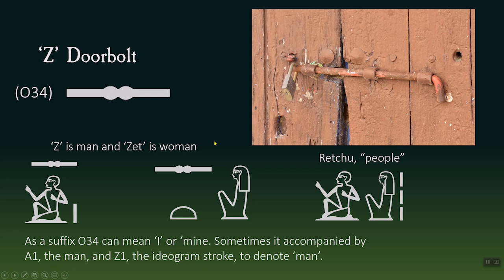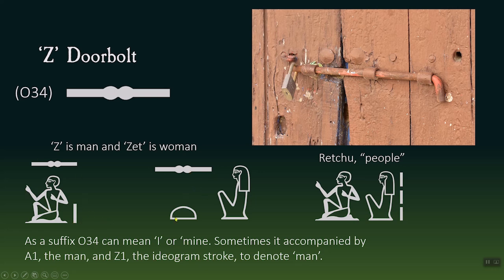Then we have Z. Sometimes you'll see this even rendered as more of an S sound, but it's a door bolt, and it has a sexual connotation. It's this phallic symbol, O34 in our JSesh software. So standing alone, it can really mean man. So for instance, in this case, you can see there's the hieroglyph for a man here. This is an ideogram determined by our stroke. You can see the Z sign standing above him. It's a door bolt, holding a door together. So you may see the Z standing alone with the man, and this means man.